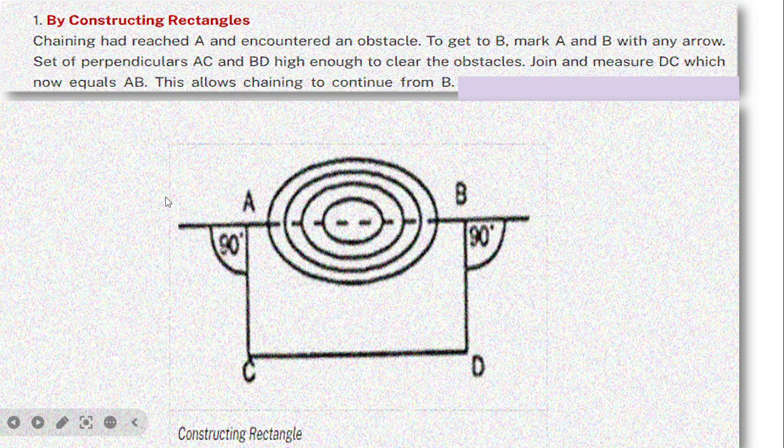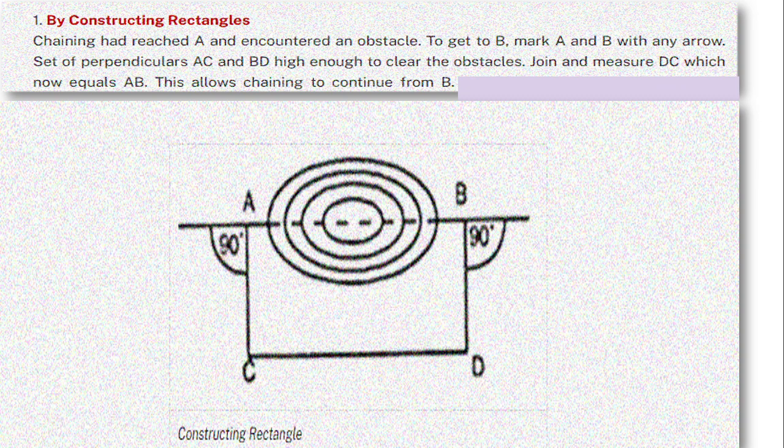Then you set perpendiculars AC. Perpendiculars are the ones that make 90 degrees, as you can see here. So this is perpendicular AC, and the other perpendicular is BD. These perpendiculars should be long enough to clear the obstacle, to obtain a clear line that you can measure using the chain. Now join and measure the DC. The distance CD will be equal to the distance AB, overcoming the obstacle.